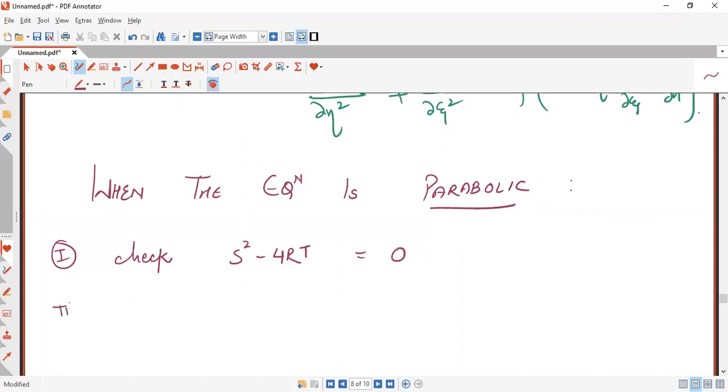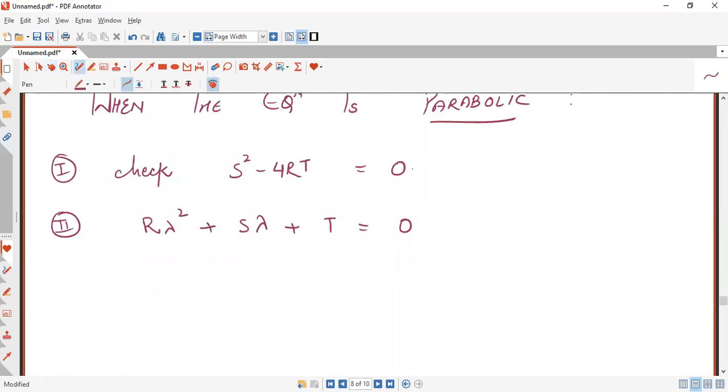Second step, you will find the solution of the quadratic equation, which is r lambda square plus s lambda plus t equals to 0 again. Here you will observe they will have repeated roots because of this. We will have repeated roots. Let it be lambda equals to lambda of x. Alright.